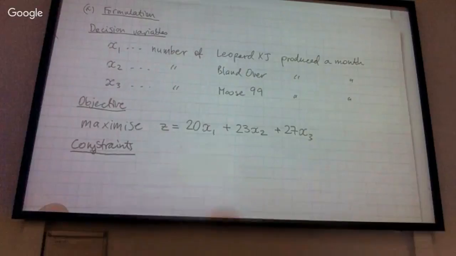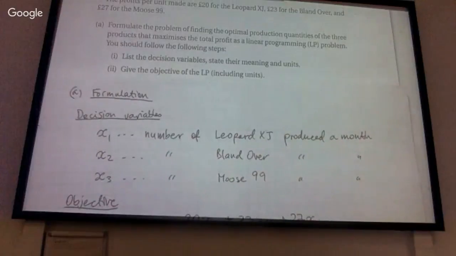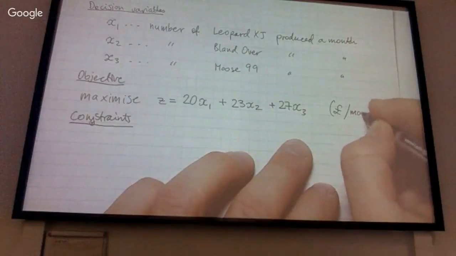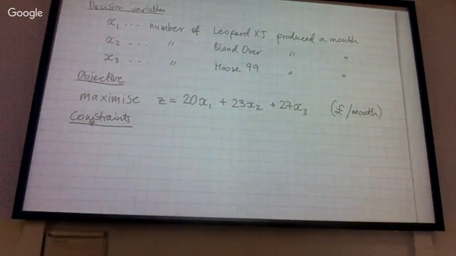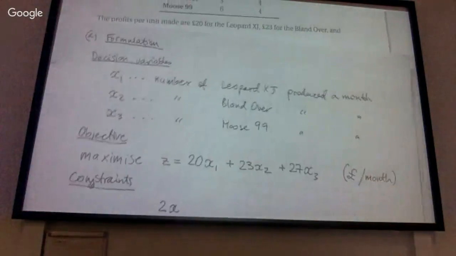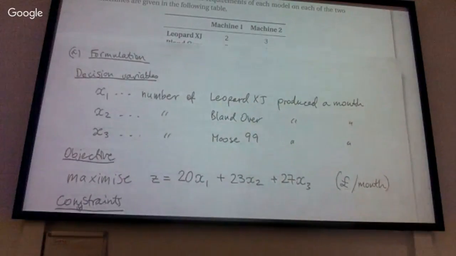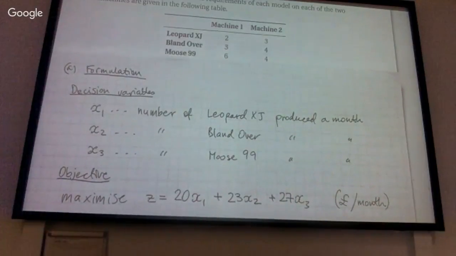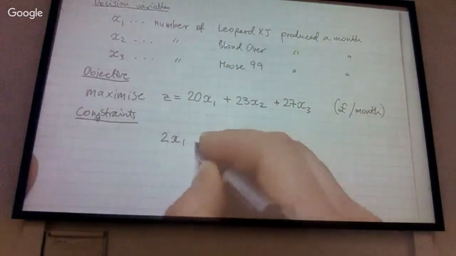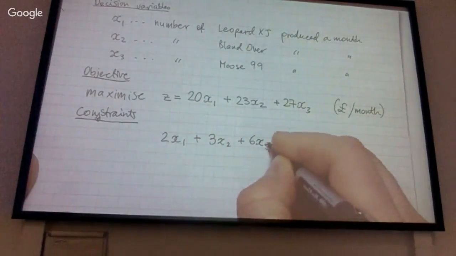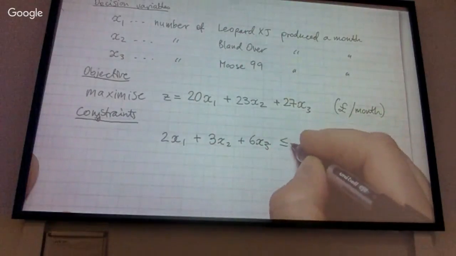So the two machines, oh, right, so, sorry. Give back, it says including unit. So if it says including unit, then this is going to be in pounds per month. Okay, and then where we have the constraints, the first one says that if we're using the first machine, it uses 2 hours every time we produce a Leopard, 3 hours every time we produce a Blandover, and 6 hours for the last car. So the total number of hours that we use is 2x1 plus 3x2 plus 6x3, which shouldn't be more than 200.